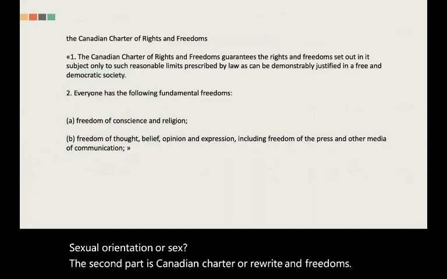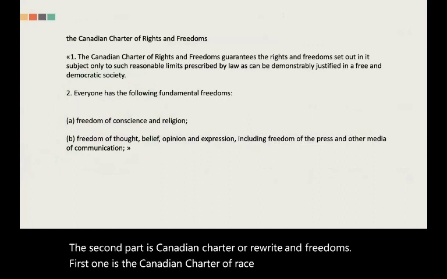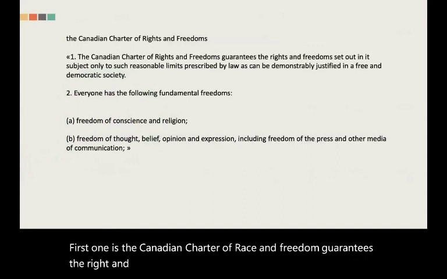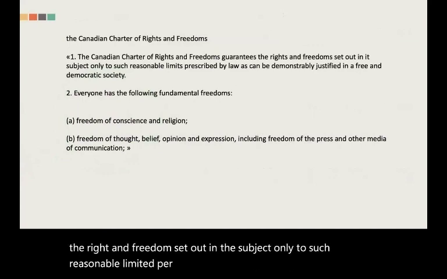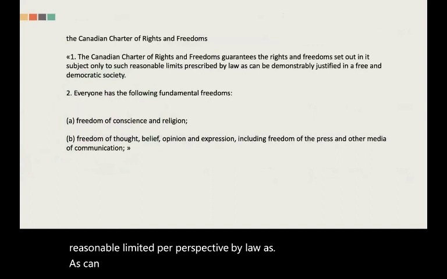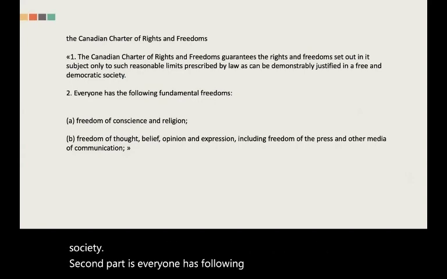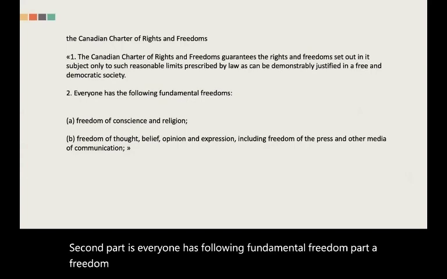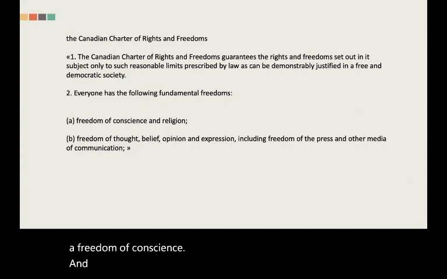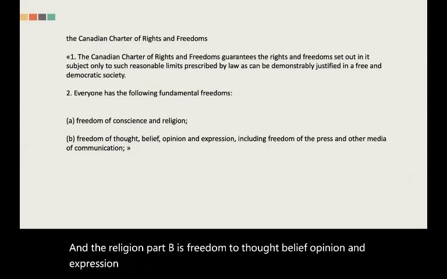The second part is the Canadian Charter of Rights and Freedoms. The first one is that the Canadian Charter of Rights and Freedoms guarantees the rights and freedoms set out in it subject only to such reasonable limits prescribed by law as can be demonstrably justified in a free and democratic society. The second part is everyone has the following fundamental freedoms. Part A, freedom of conscience and religion. Part B, freedom of thought, belief, opinion, and expression, including freedom of the press and other media of communication.